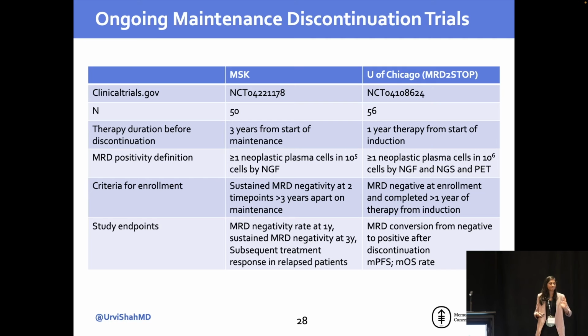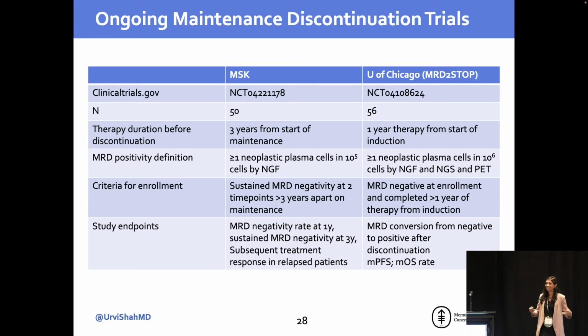But what they're doing is they're saying that they can stop therapy after 1 year of therapy from the start of induction. So these patients, if they reached MRD negativity 6 months post-induction, because they might have got 6 months of induction and 6 months of maintenance, can stop on this study. But that means they're stopping not even at 2 years, but earlier on.